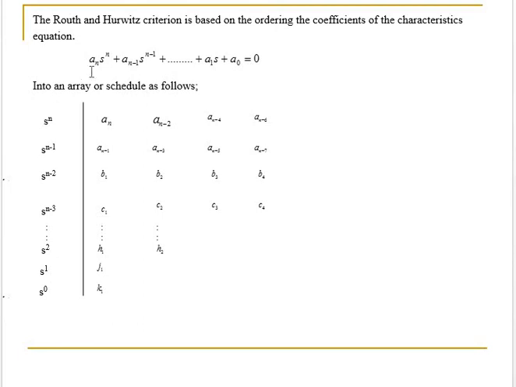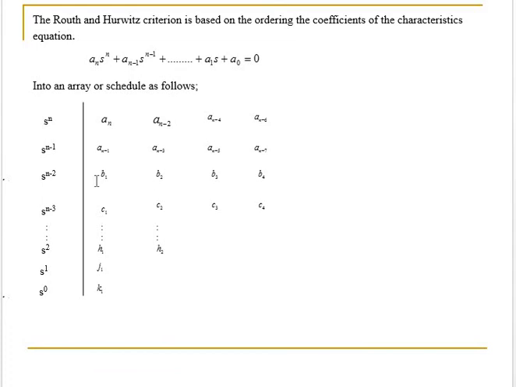This is the characteristic equation, and then we transform it into array form. That is the array form. The first row is for the highest power of s, which is n, with coefficients a_n, a_(n-2), a_(n-4), a_(n-6), and so on. The second row is a_(n-1), a_(n-3), a_(n-5), and so on.